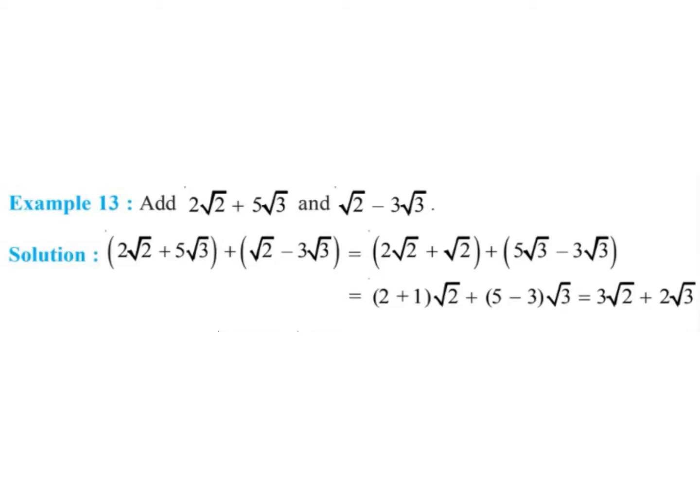Now 2 root 2 plus root 2 will be equal to 3 root 2 and 5 root 3 minus 3 root 3 will be equal to 2 root 3. So the answer is 3 root 2 plus 2 root 3.